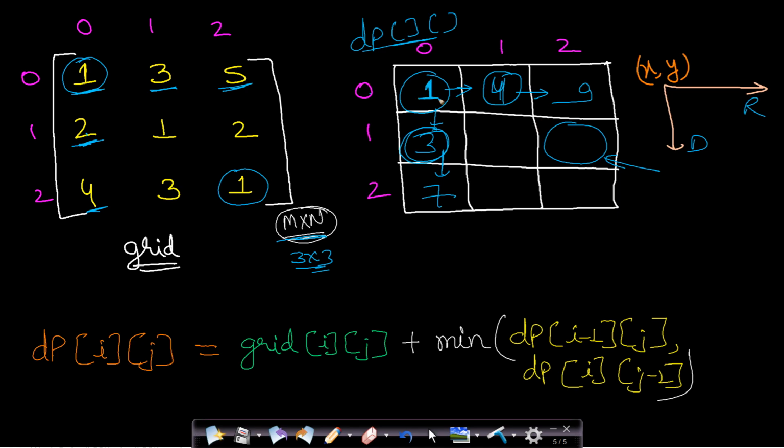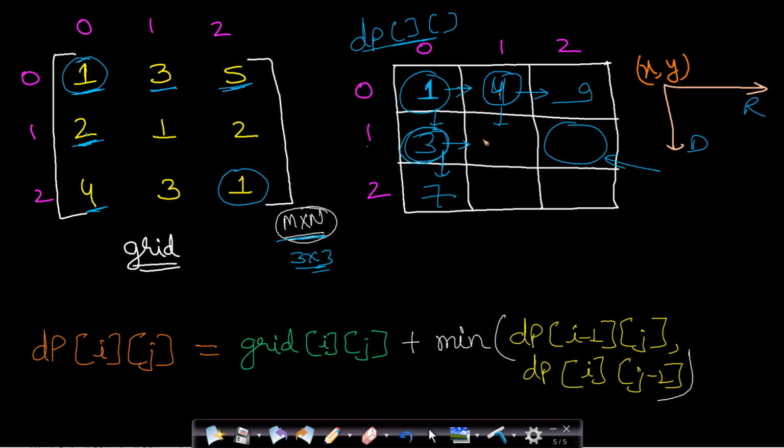Now after filling this first row and first column, since they were only special cases and there was only one possible path for them, we will fill the rest of the cells which will have two possible paths, from the left-hand side and from the top. If you want to reach 1, 1, then you can reach from this 1, 0 and you can also reach from 0, 1.